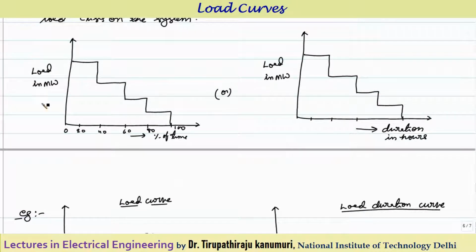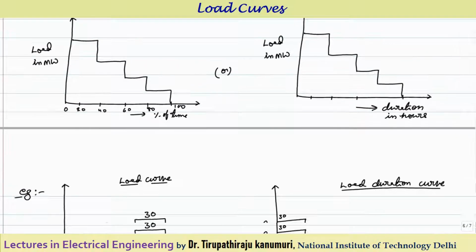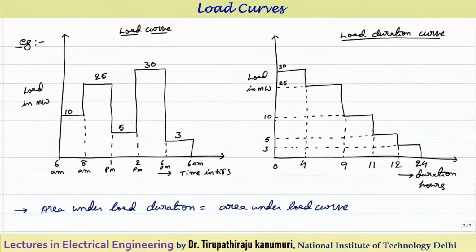Generally it will be plotted like this: the load in megawatt versus percentage of the time, or otherwise the load in megawatt versus duration in hours. How much is the duration? For that I am taking one small example. Let us take, for example, this is my load curve.